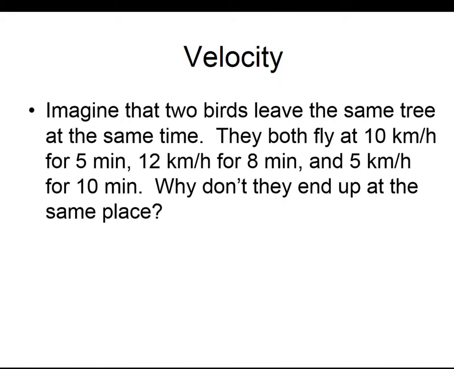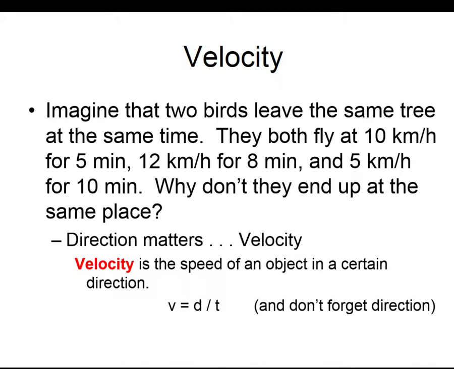Now we're moving on to velocity. And there's a little bit of a difference, but not that much. It says, imagine that two birds leave the same tree at the same time. They both fly at 10 kilometers per hour for 5 minutes, 12 kilometers per hour for 8 minutes, and 5 kilometers per hour for 10 minutes. Why don't they end up at the same place? Good question. They're going the same speed, but maybe they're going different directions. So direction matters for velocity. So velocity is just the speed of an object in a certain direction.